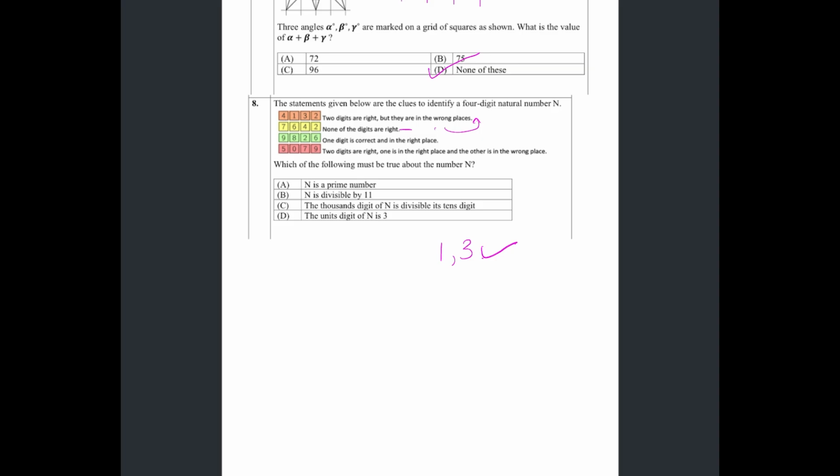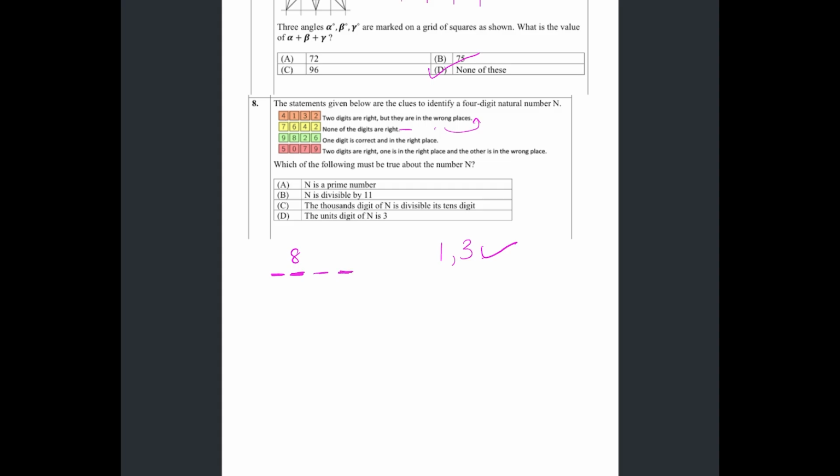Okay, let's move on to the third clue. In the third clue, they're saying one of the digits is correct and in the right place. But again, from the second clue, 6 and 2 are not correct digits. So either 9 is correct and it's in the right place, or 8 is correct and it's in the right place. So let's take 8 is correct and in the right place.